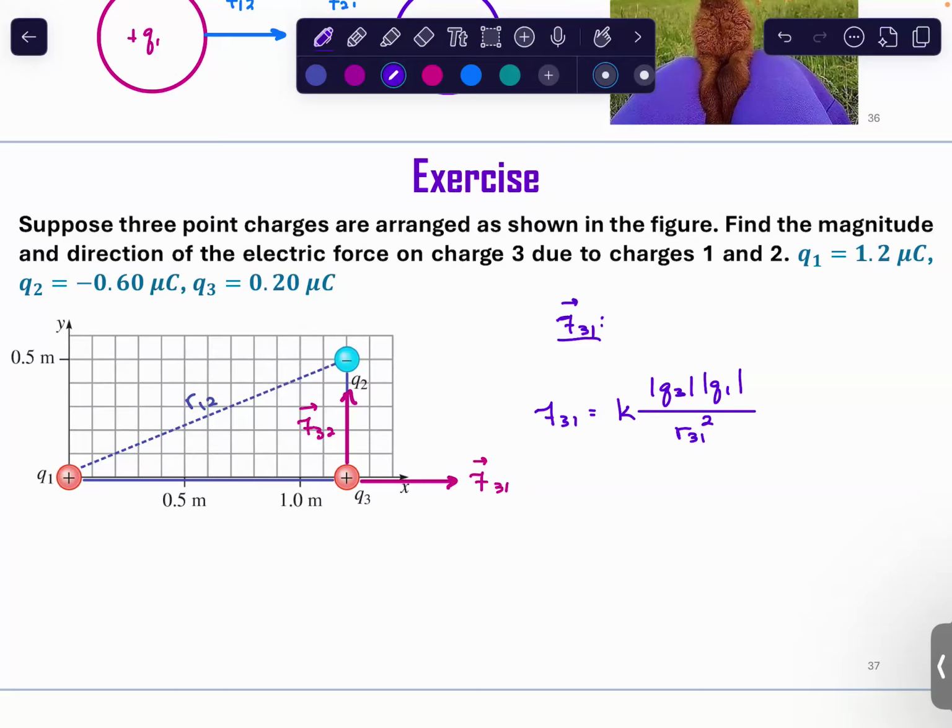In this case, R is given to you. Look at the graph. The distance between 3 and 2 is 0.5 meters. So it's k Q3 times Q1 over R squared. Then you plug in the numbers. But you're going to have to turn these into vectors in component form.